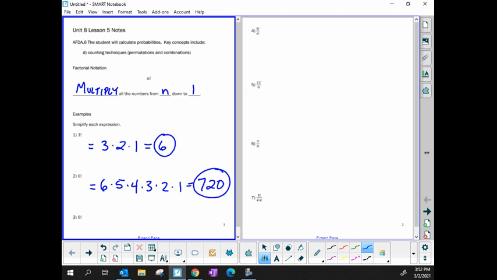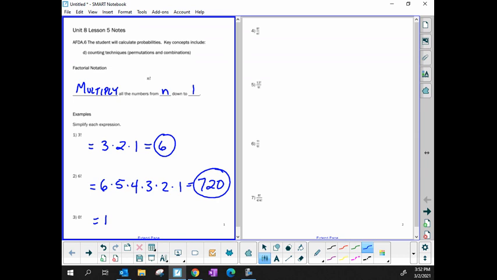Okay. 0 factorial, as a rule, 0 factorial always equals 1. So 0 factorial, it just has to equal 1. Okay, and we'll actually see why in our next notes video, why 0 factorial has to equal 1. All right, so it's really easy when it's just a number. What if we have a fraction?